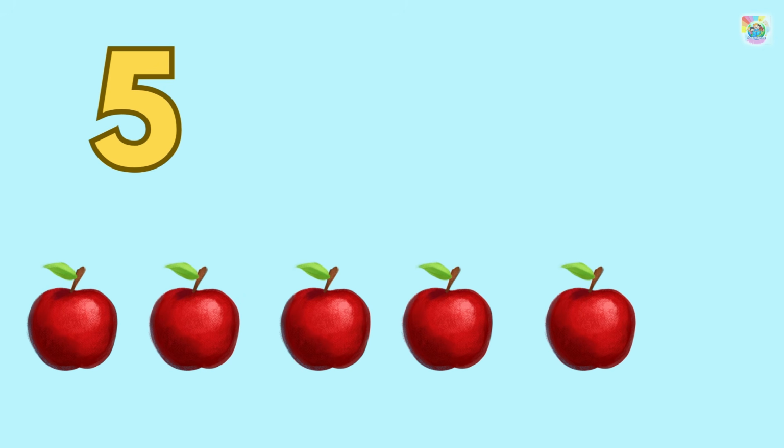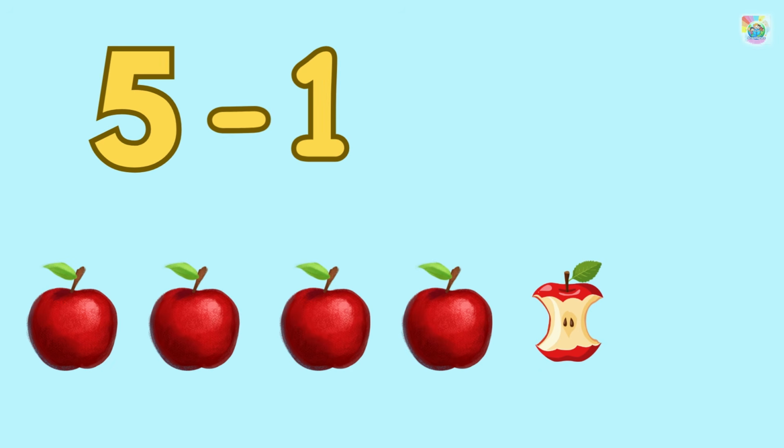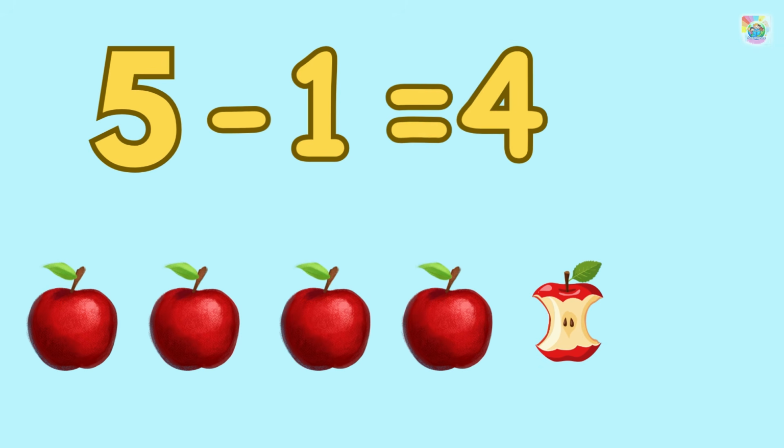Here are 5 apples. Let's count them together. 1, 2, 3, 4, 5. Now 1 apple is eaten, so we take 1 apple away. 5 minus 1 equals 4. So we write it like this. 5 minus 1 equals 4. Now there are 4 apples left.